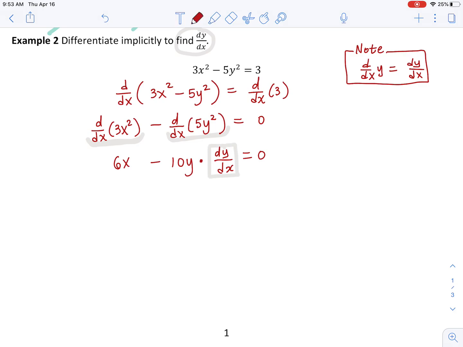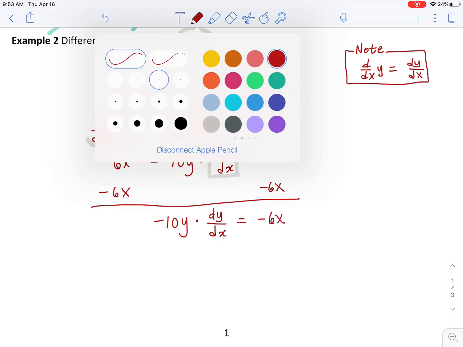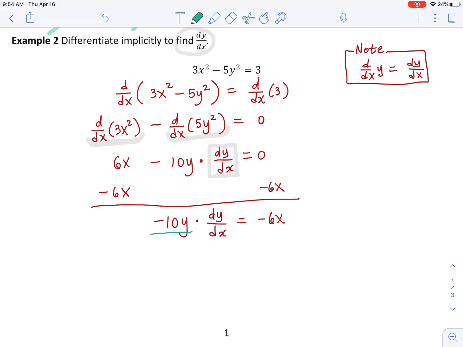Alrighty, now we're going to solve this for dy/dx, right? So once you have that, we're just solving for that dy/dx. So subtract 6x from both sides. If I do that, I will get negative 10y times dy/dx equals negative 6x. Now what's next? You have to just divide both sides by negative 10y, right? Then we got our final answer.